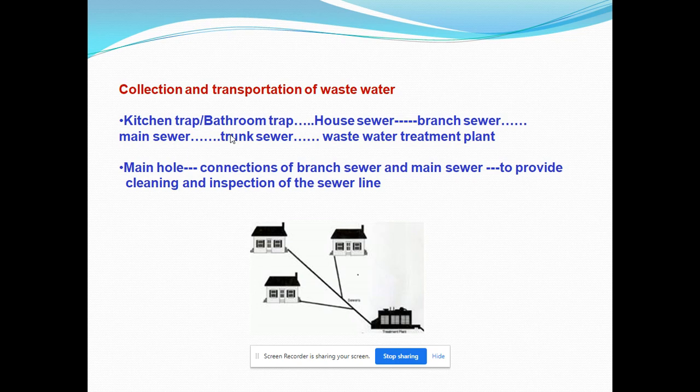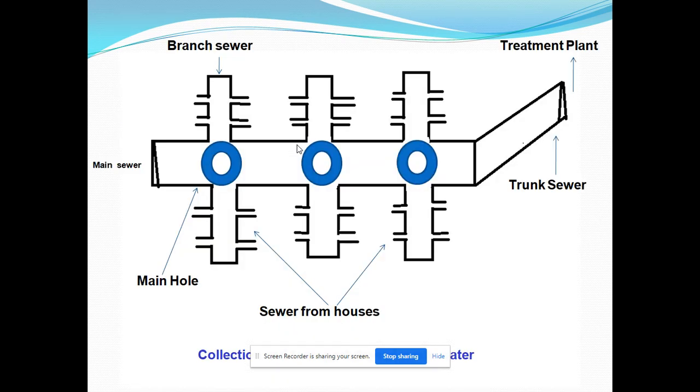The sewage water from the house sewer goes to the branch sewer, and the branch sewer is connected to the main sewer. Wastewater from the main sewer goes to the wastewater treatment plant through the trunk sewer. There are some manholes you must have seen on the roads near your houses. These are to provide cleaning and inspection of the sewer line.